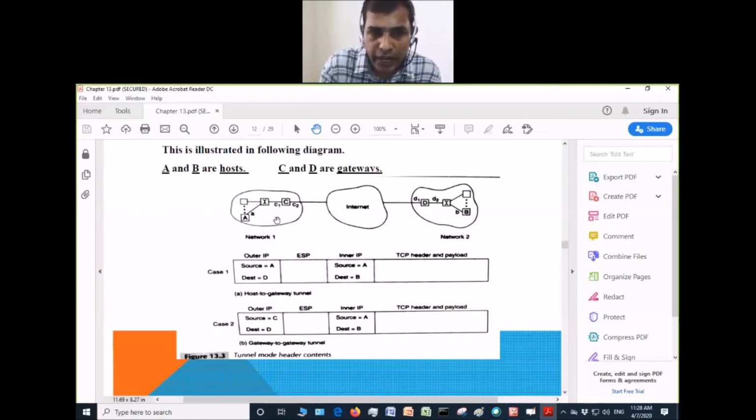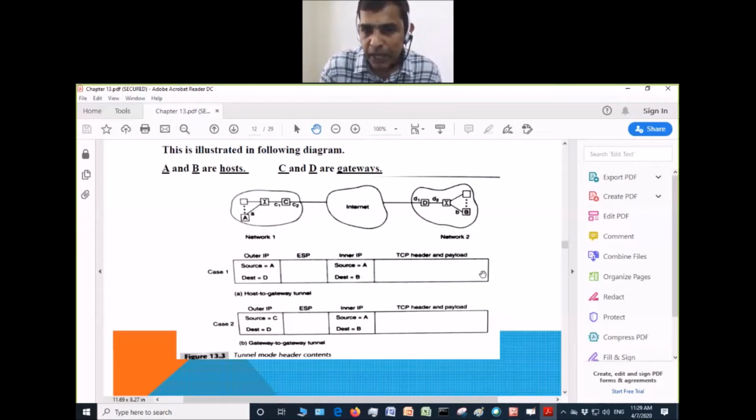Say here C is a gateway or a router for network 1 and D is the gateway or router for network 2. So if you see here in case 1, which provides host to gateway tunnel, that means it provides a tunnel between the host and the destination gateway. That means it will reveal who is the sender, but it won't reveal which is the destination host. Here the inner IP, usually this is the IP packet, contains what? Source is A, so source is equal to A, destination is B, so destination is equal to B. So this is the original IP header, TCP header and payload. So if someone intercepts this, they can know who is the sender and receiver.